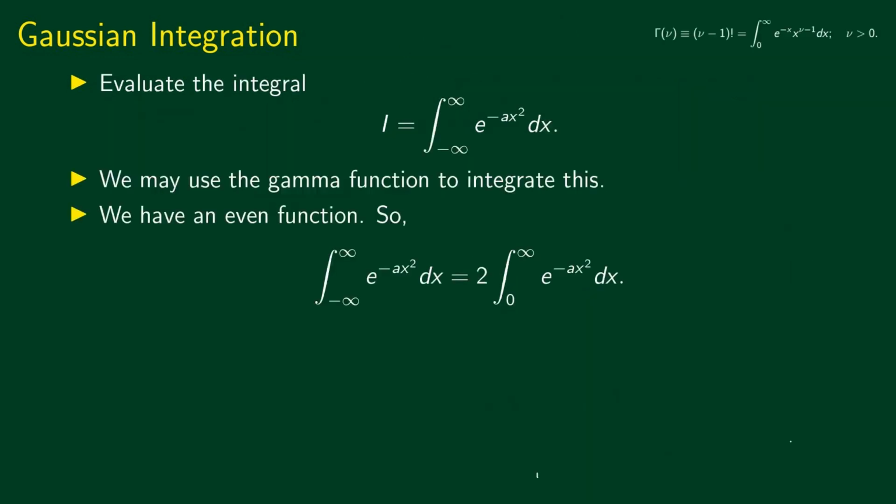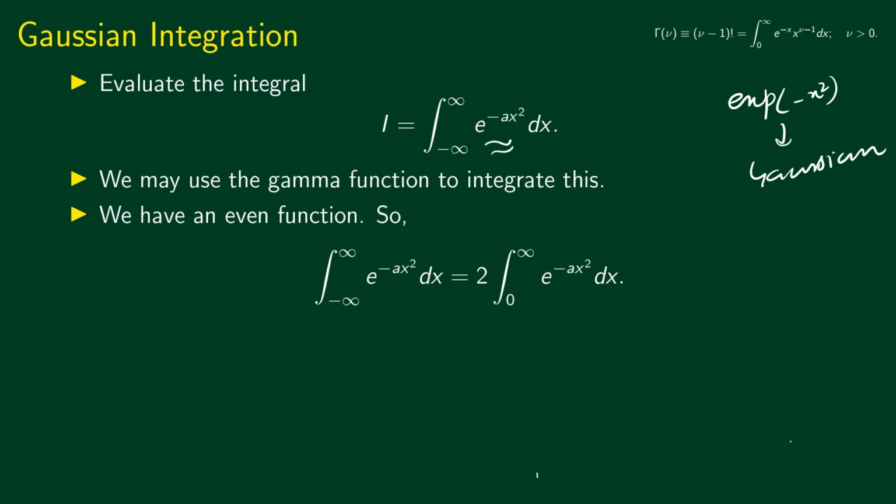Let's try to use the gamma function for Gaussian integration. All right. So functions that go like e raised to minus x square are called Gaussian functions. Here we have got an integral of a Gaussian from minus infinity to infinity. We can use the gamma function to integrate this. Immediately we see that there is a problem, because in the gamma function the limits of integration are from 0 to infinity, whereas here the limits of integration are from minus infinity to infinity. But this problem can be easily fixed.